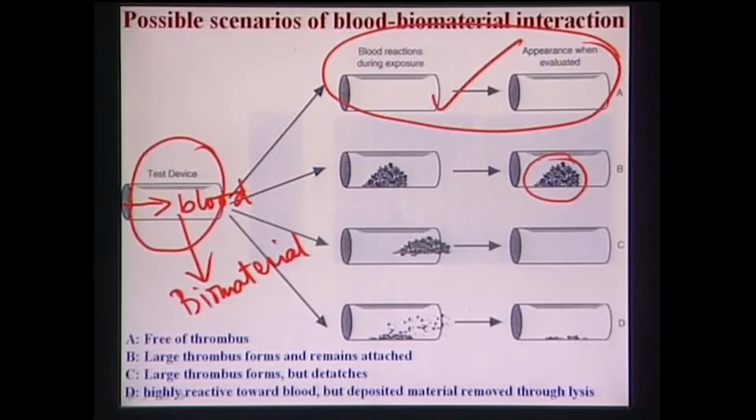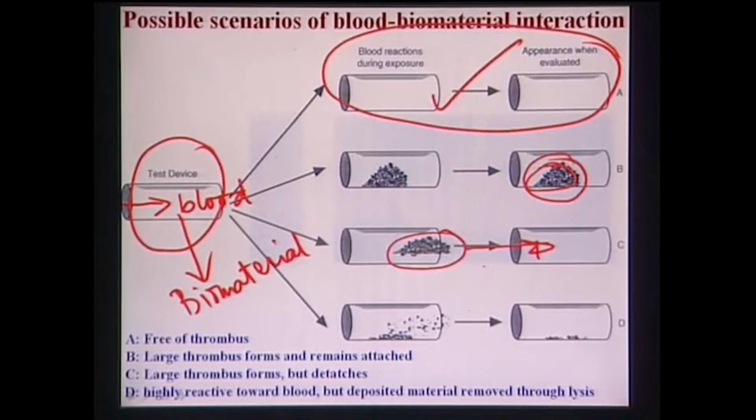Thrombus means the aggregate formation of the blood cells, combined with the blood proteins, forming individual thrombi, and then large thrombus forms. The other scenario is that a thrombus forms and then gets transported. That means this thrombus is not strong enough to sustain the subsequent blood flow, because blood is flowing continuously, and if the thrombus is not strongly adhering to the biomaterial surface, then the blood will immediately take it away from the material.